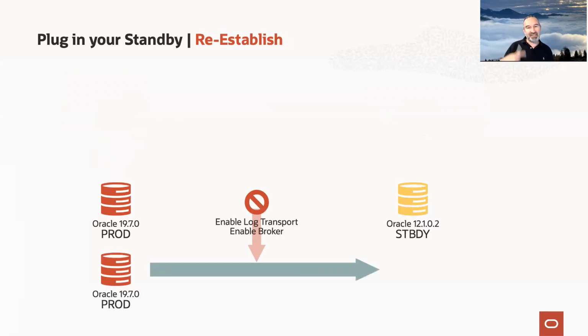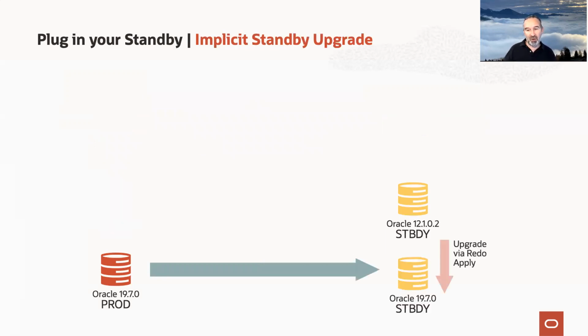I start my standby in the same home as the production is now. And then redo gets applied. The redo has all the upgrade information. I don't run an upgrade on a physical standby. It simply gets upgraded by applying the redo from the upgrade from production. That is standard. So far, this has nothing to do with multitenant.